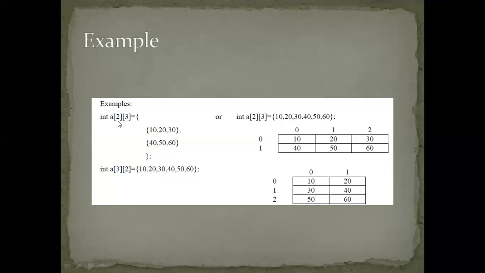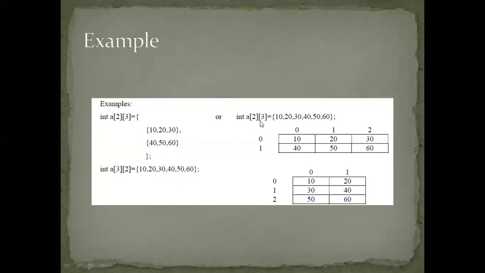What is the size of the row? That is 2. 2 means how many rows are there? 2 rows are there. 3 means 3 columns are there. In this we have entered the list of values: 10, 20, 30, 40, 50, 60. We know that there are 2 rows, this is one row and this is another row. How many columns are there? 1 column, 2 column, 3 column. This is the third column. So we can represent it in this form, or we can also represent it in this form as well.